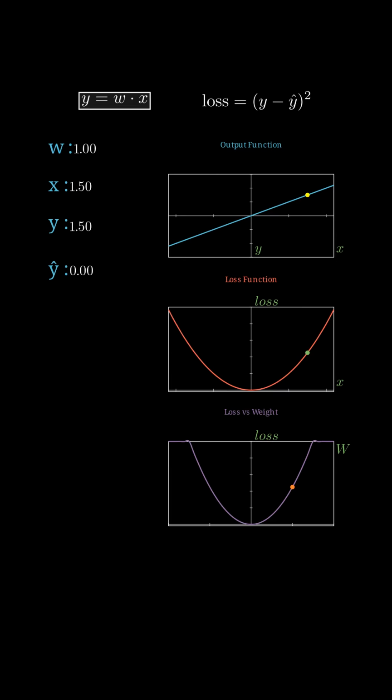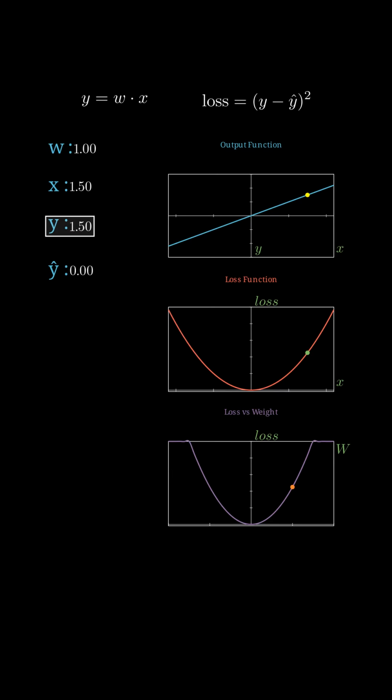This equation defines our model's output as a simple linear function, which is visualized in the first graph. Our goal is to train this model to approximate a set of data points representing a linear relationship with some noise. The second equation calculates the loss, the squared difference between our model's output y and the target y hat, visualized in the second graph. The input x comes from our dataset. We can vary it to see its effect on the model's output and loss.